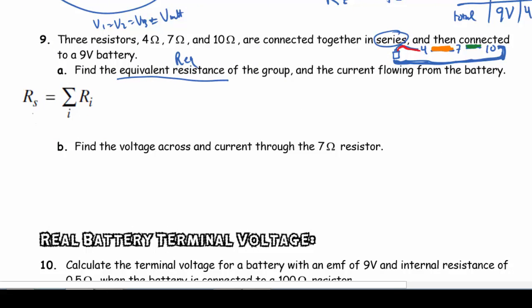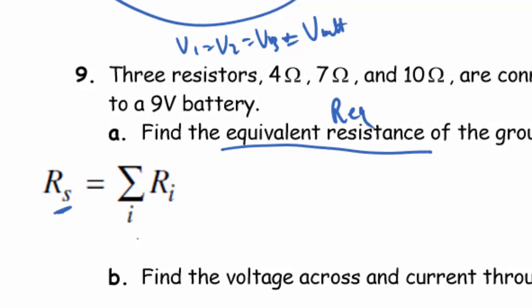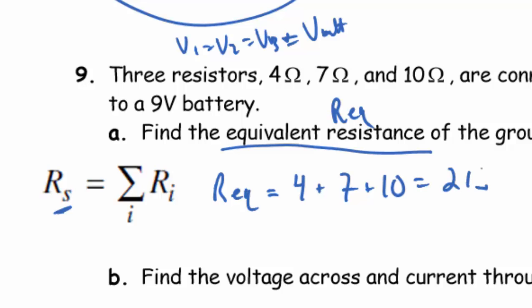And so I know this is a series circuit, so there's a little Rs, and the total equivalent resistance is equal to the sum of the individual resistances. And so we're going to go ahead and add those up. 4 ohms plus 7 ohms plus 10 ohms. So our total is going to be 21 ohms.